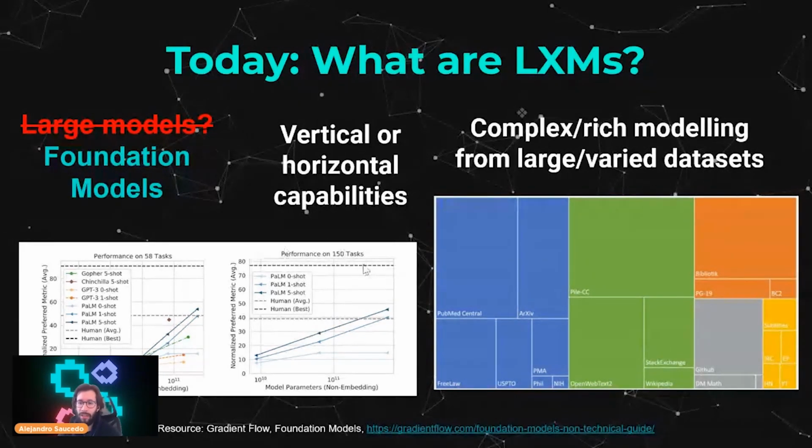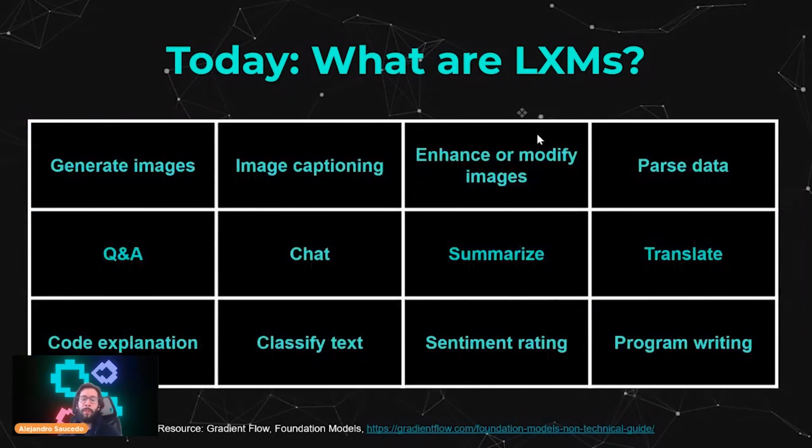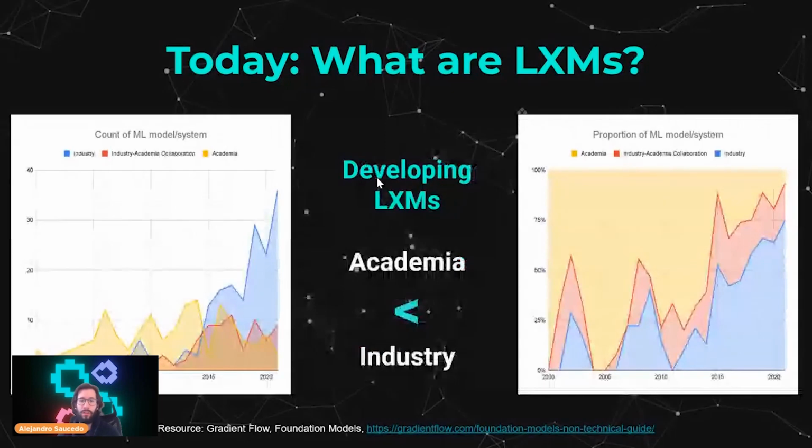Now, these models can have either vertical or horizontal capabilities, and they can be trained with very large data sets. So this is actually a really interesting visualization of the data sets that have been used for large X models, in this case text-based models, and the relative size between them, so the GitHub data set, et cetera. So the large X models, the LXMs, have different use cases. So this could be for generating images, image captioning, parsing data, Q&A, et cetera. And there's a broad range of fast-growing use cases for which they're being used.